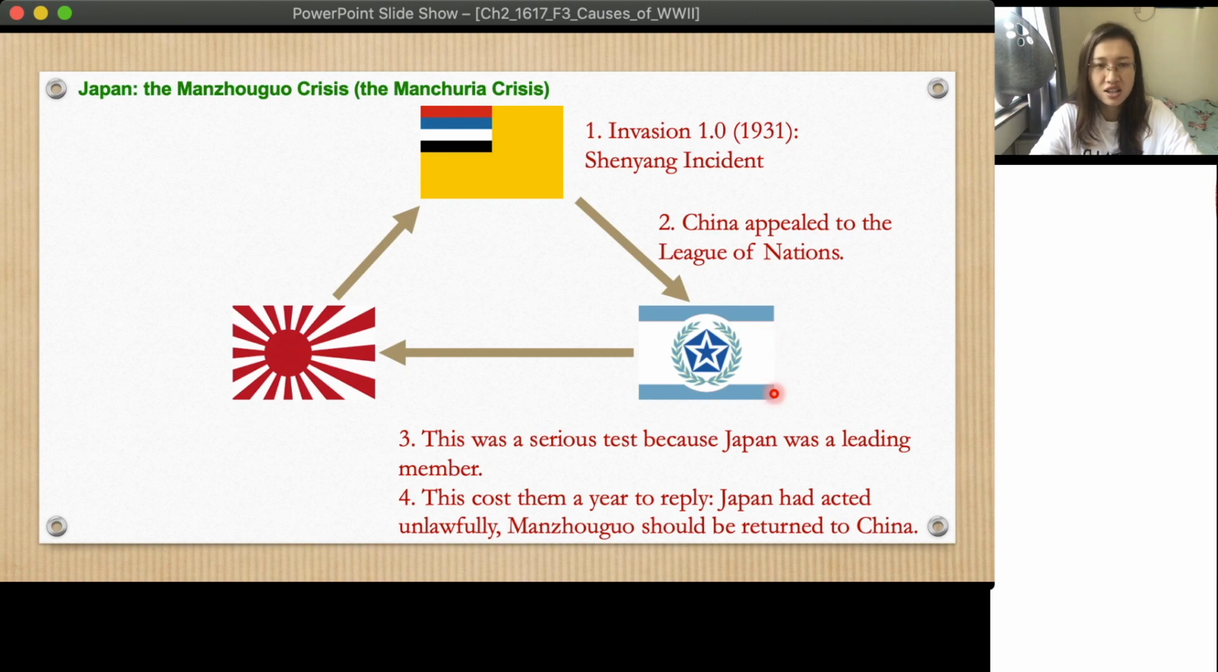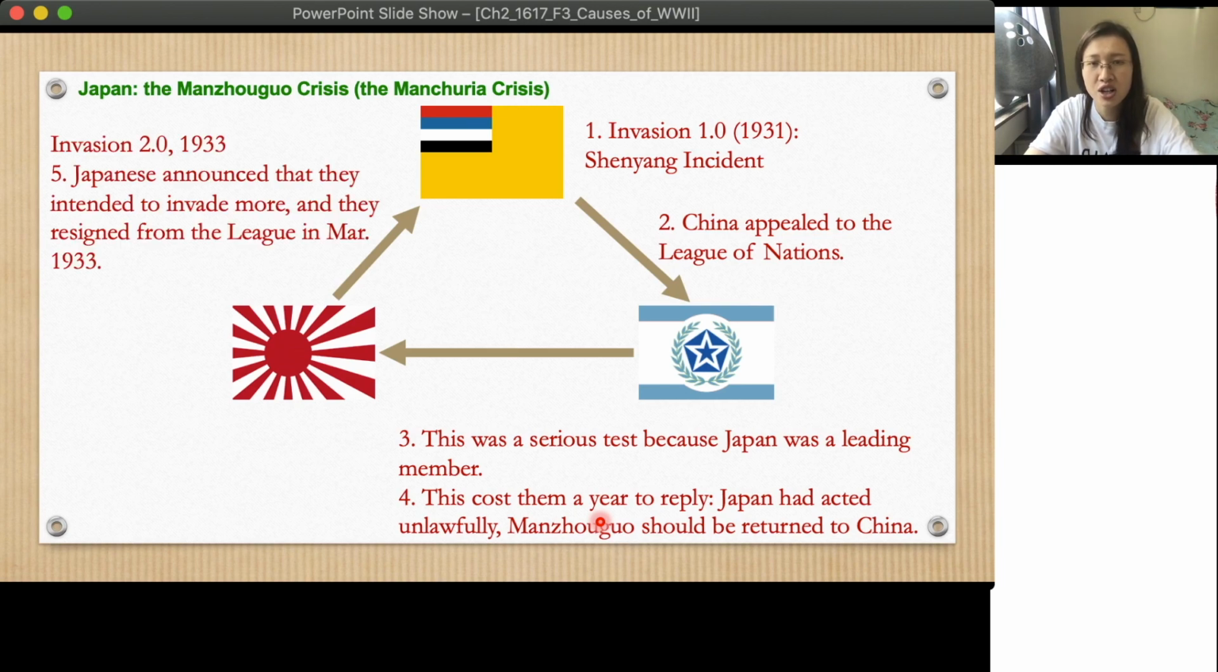The League of Nations took a year to reply. And they confirmed that yes, Japan had acted unlawfully, and Manchukuo should be returned to China. And they greatly denounced Japan's aggressions. But instead of leaving China, Japan's action was to further invade China in 1933. They invaded more, and they finally resigned. They withdrew from the League of Nations in March 1933.